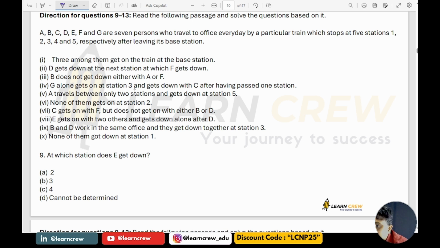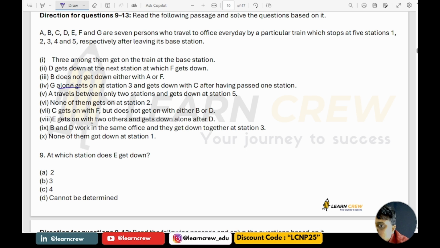G alone gets on at station 3 and gets down with C after having passed one station. A travels between only 2 stations and gets down at station 5. None of them gets down at station 2. C gets on with F, but does not get on with either B or D.